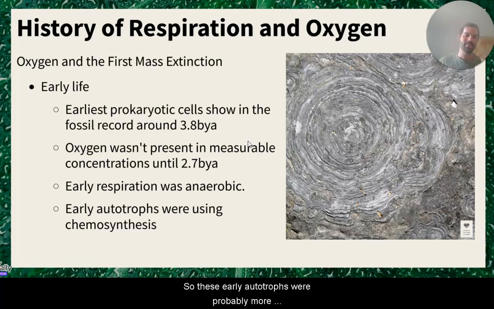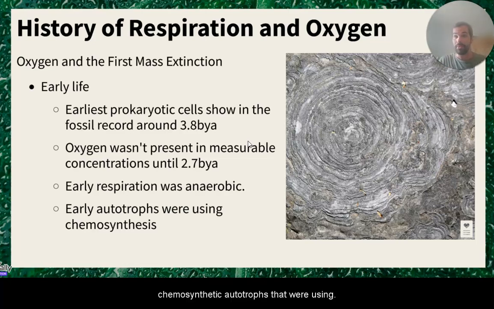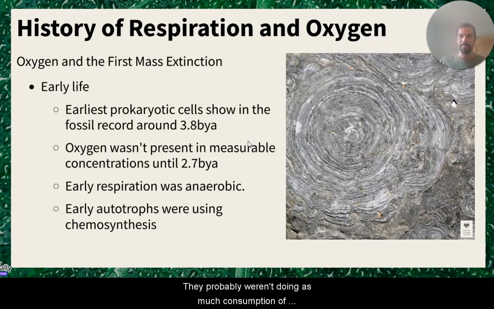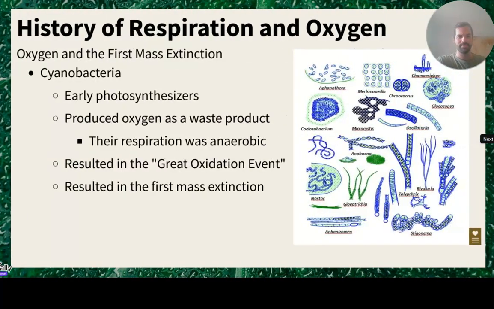So these early autotrophs were probably chemosynthetic autotrophs. They probably weren't doing as much consumption of glucose because there wasn't oxygen available to where that sort of respiration was advantageous. That was until the early photosynthesizers came along.